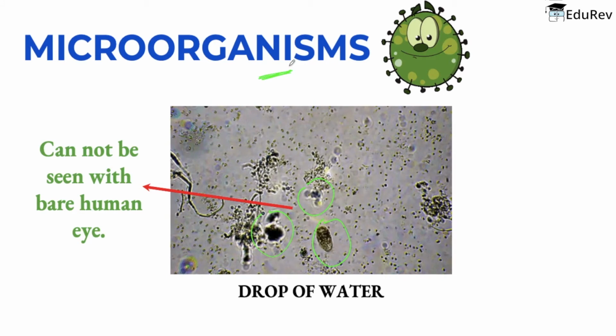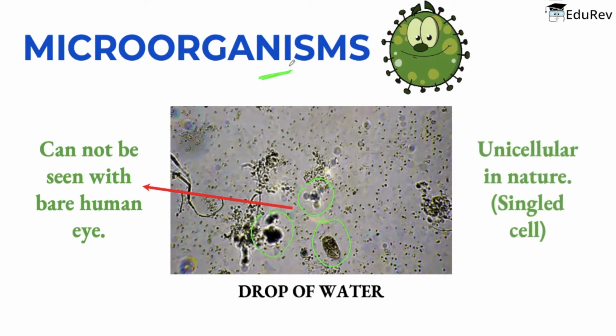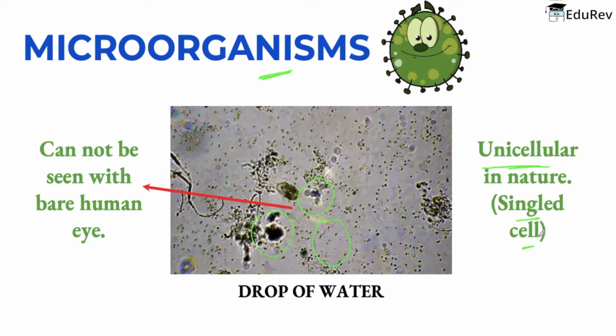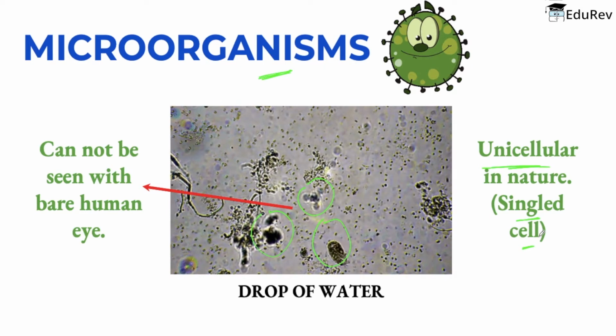Now, these organisms are usually unicellular in nature. Unicellular means that they are single-celled organisms. So you can just imagine that because these organisms only have one cell, how tiny and small they are going to be.